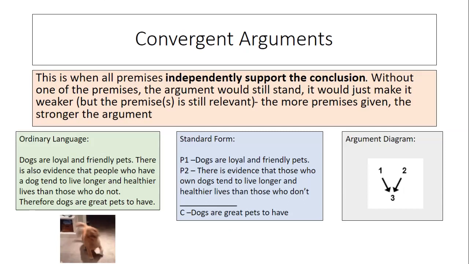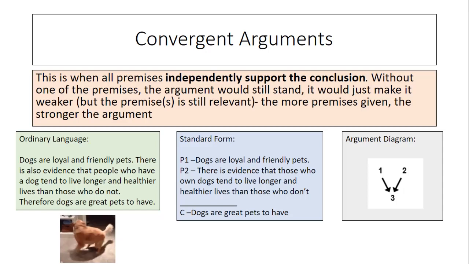Next up, we've got convergent arguments. Convergent arguments are where all the premises independently support the conclusion. Without one of the premises, the argument would still stand, it would just make it weaker, but the premise or premises are still relevant. The more premises given, the stronger the argument.